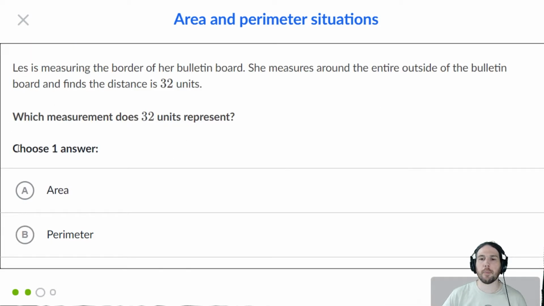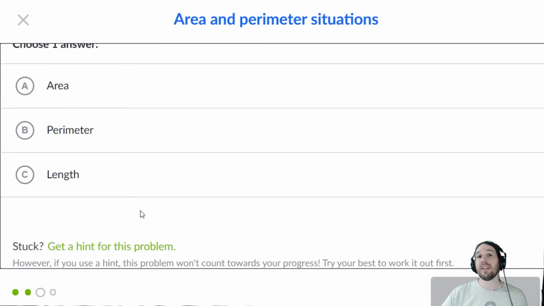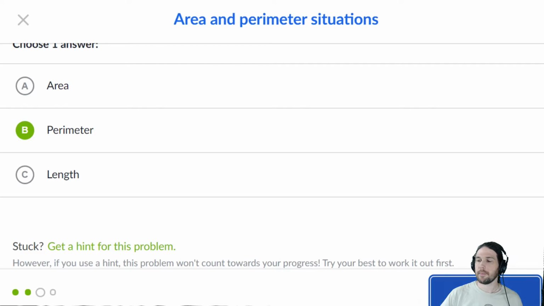Les is measuring the border of her bulletin board. She measures around the entire outside of the bulletin board and finds that the distance is 32 units. What is that? So as we just talked about, the distance, that's your first clue. You know it's not area because it's a distance. All the way around the board, well, that's perimeter.